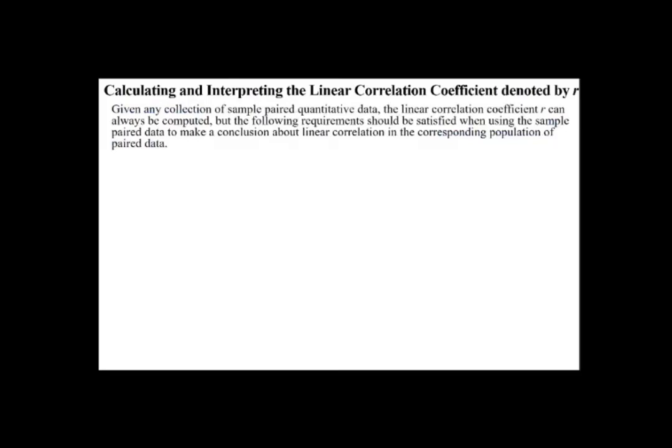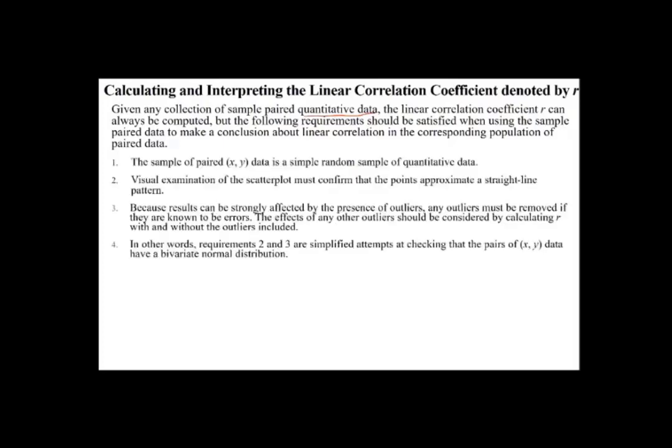So, given any collection of sample paired quantitative data, that's the key, quantitative, it has to be quantitative, we can come up with the linear correlation coefficient r. The linear correlation coefficient r can always be computed, but the following requirements should be satisfied when using the sample paired data to make a conclusion about linear correlation in the corresponding population of the paired data. So with that being the case, the sample of paired xy data is a simple random sample of quantitative data.